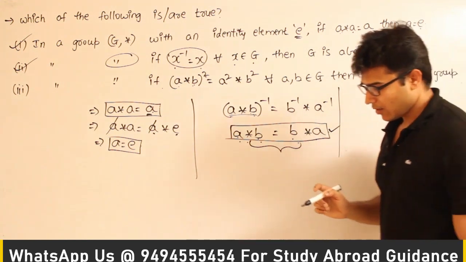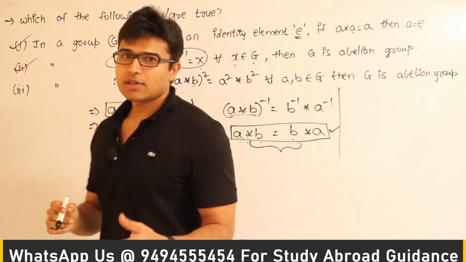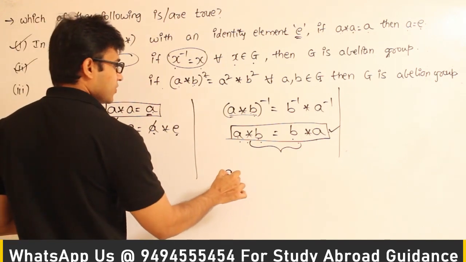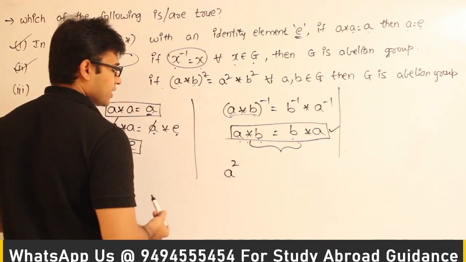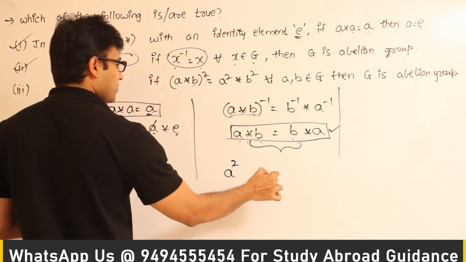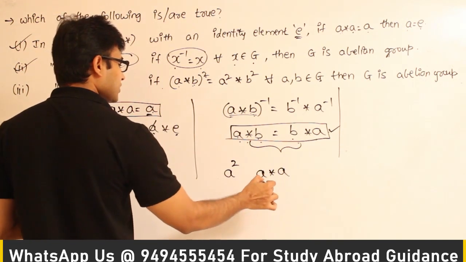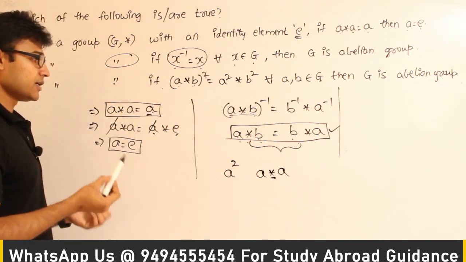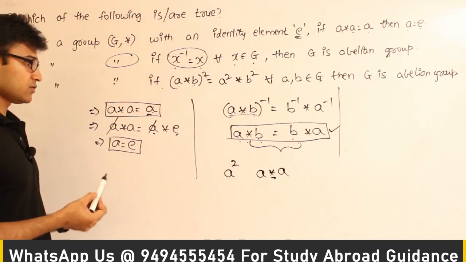G is abelian. Okay, fine. Now whenever they are talking about square, what does it mean? In case of a group, whenever they are talking about square, it means that you have to apply the same element with this operation, whatever operation they have given. It need not be multiplication. In general, you will think that it has to be multiplication.